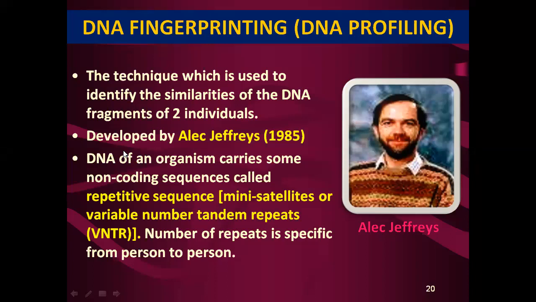The DNA of an organism carries some non-coding sequences called repetitive sequences, minisatellites. That's what I showed you now. What do you call them? Variable number tandem repeats, VNTRs. These are of various types actually, but for our knowledge, this is enough. They are repetitive sequences, satellite chromosome portions, the VNTRs. The number of repeats is specific from person to person for your identification. I say again, these advertisements will come in between the movie. The movie is the dystrophin gene; the advertisements are going to be different in different persons.